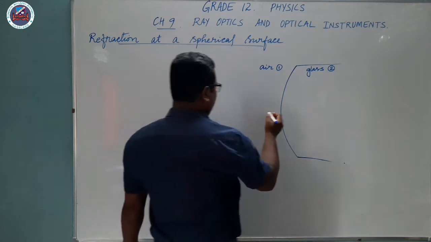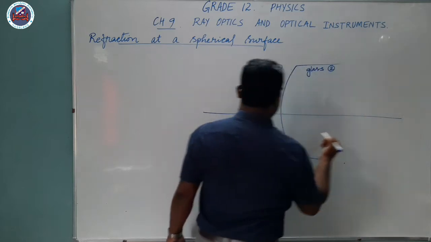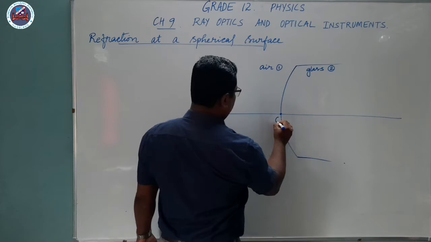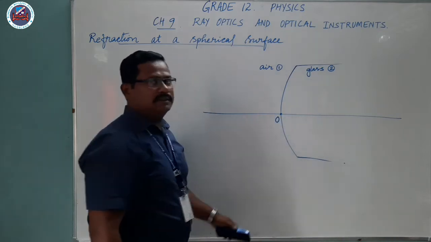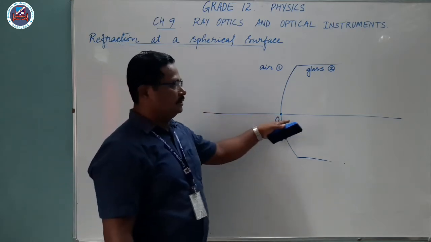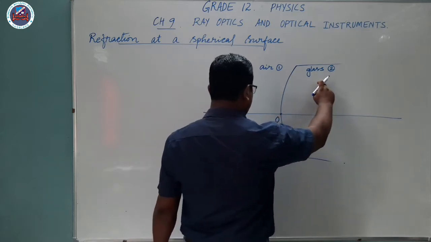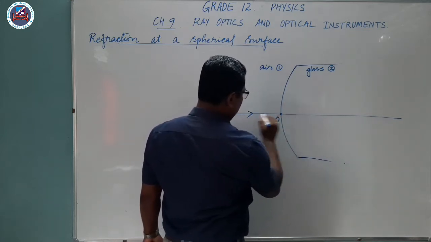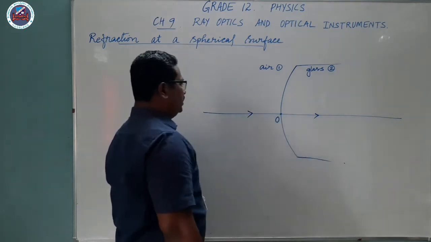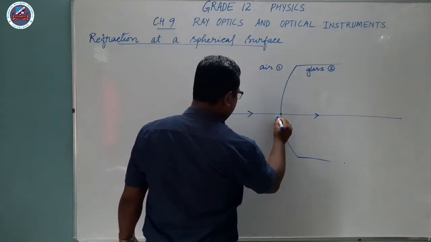Let us draw a principal axis. This is your principal axis. Suppose this point, the optical center, we'll take it as O. Optical center is that point along which any light ray passes and will just go undeviated. They will just pass straight. This way if it comes, it will go straight. This way if it comes, it will go straight. This way if it comes, it will go straight without any deviation. Or let us mark it with some other letter, let it be C.